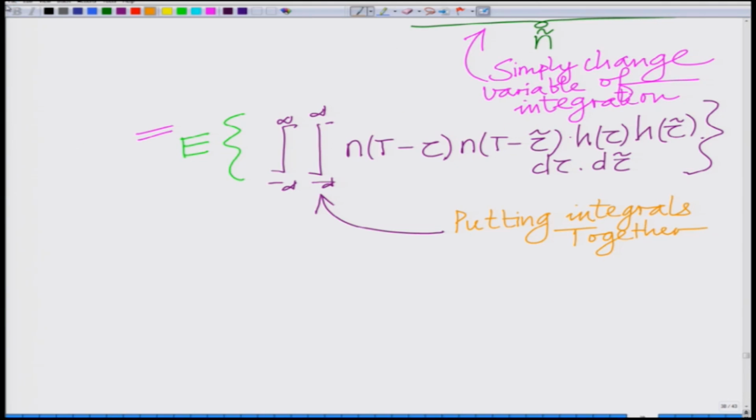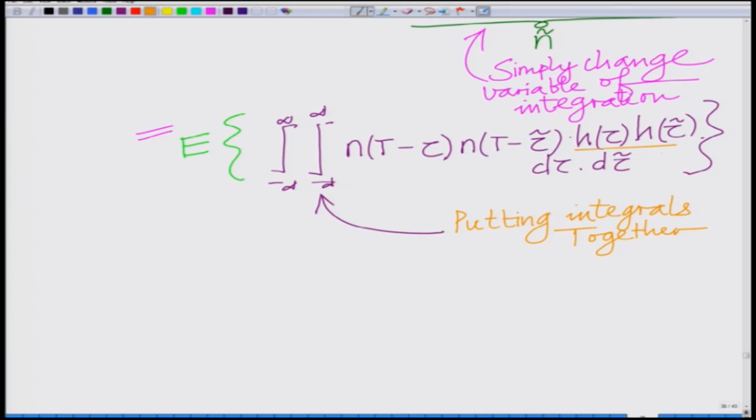And now you will observe something interesting. Now again, we are going to use the property that the integral is a linear operator, so I can take the expected value inside the integral. And again realize that n(t − τ) and n(t − τ̃) both are random, but h(τ) and h(τ̃) are deterministic quantities. So, the expectation operator does not apply to them, because these are fixed quantities, h of τ and h of τ̃. Okay. So, naturally I can take the integration operator.